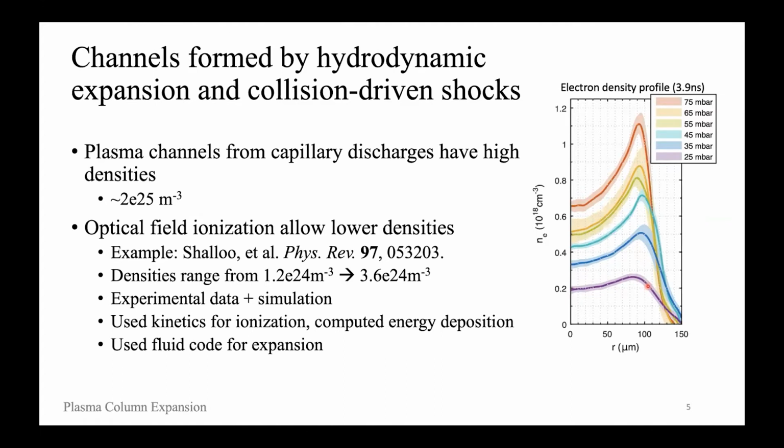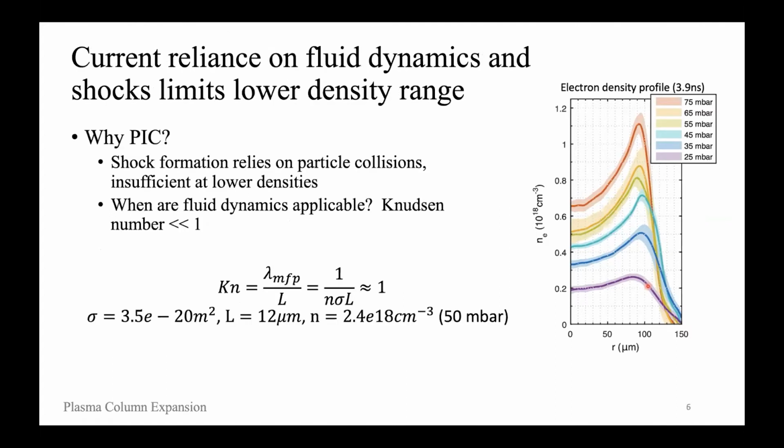In addition, a lot of the simulation for this work, they may start with kinetics for the ionization of the plasma, but they will then deposit the energy and switch over to a fluid code to see the expansion of the plasma column. So why would we want to do this with PIC? Well, we'd be able to see the whole thing. We'd be able to start with the neutral gas, ionize the plasma, watch that fade away, and then see the plasma expand. And we would then be able to look at lower densities where shock formation is no longer viable.